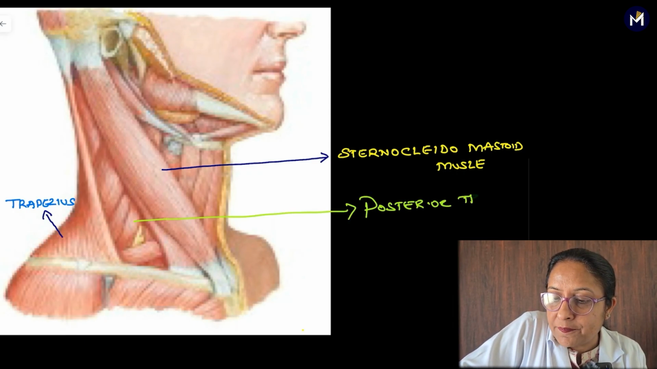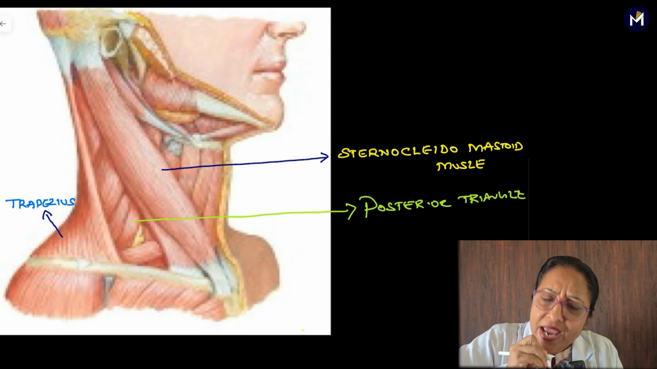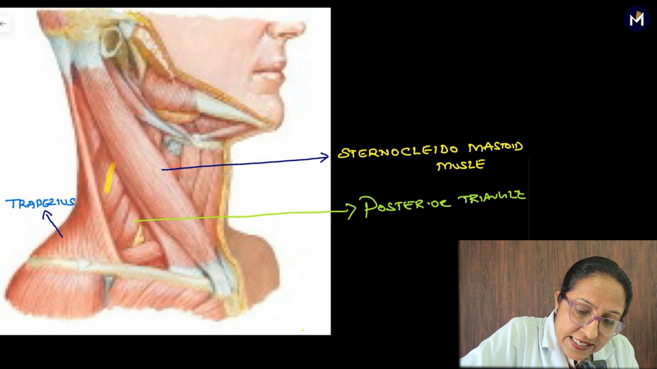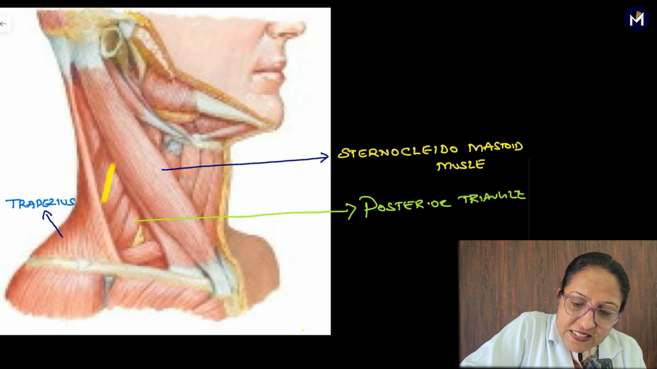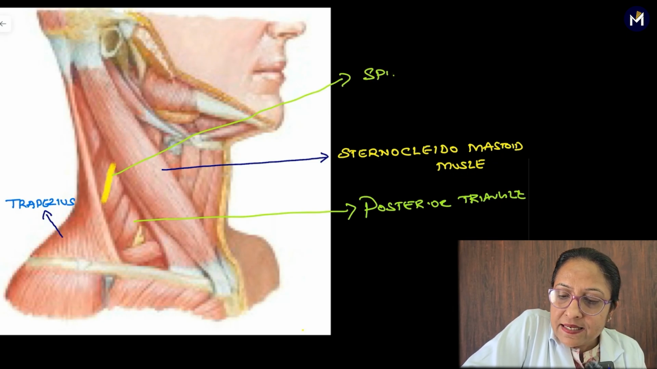Posterior triangle. And in this posterior triangle, there is a very important nerve. This nerve is the spinal accessory nerve. If the spinal accessory nerve is injured, sternocleidomastoid and trapezius will lose their nerve supply, and the patient will not be able to turn his head to the opposite side or shrug his shoulders.